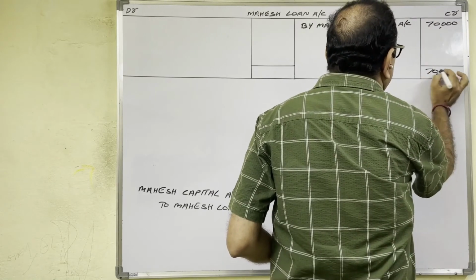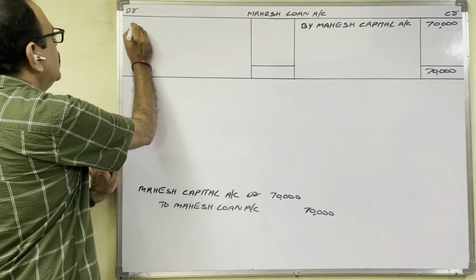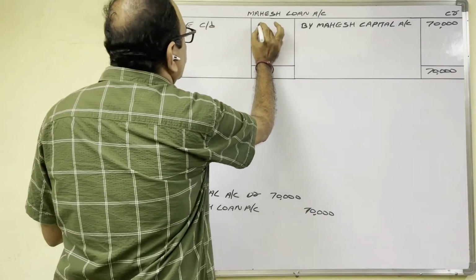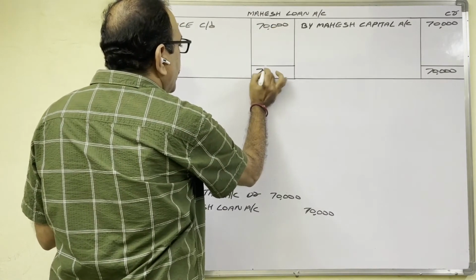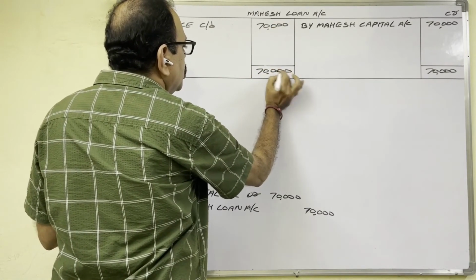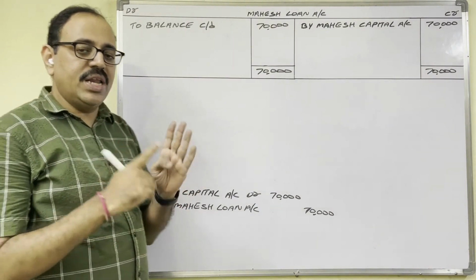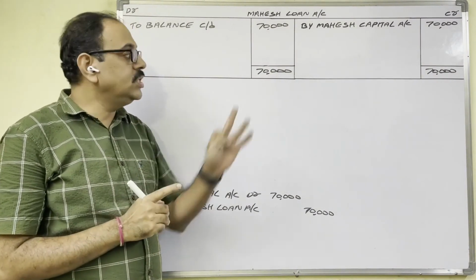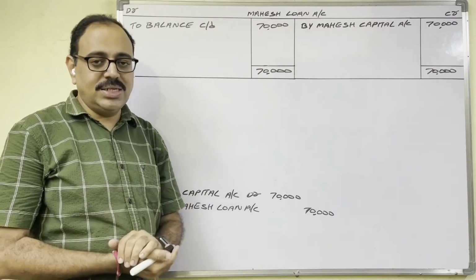Total. On the debit side, to balance carried down, 70,000 rupees. This amount in the new balance sheet under the liability side we have to show. So the ledger is completed. In the ledger we prepared the revaluation account, capital accounts, and Mahesh loan account. Finally, we have to prepare the new balance sheet.